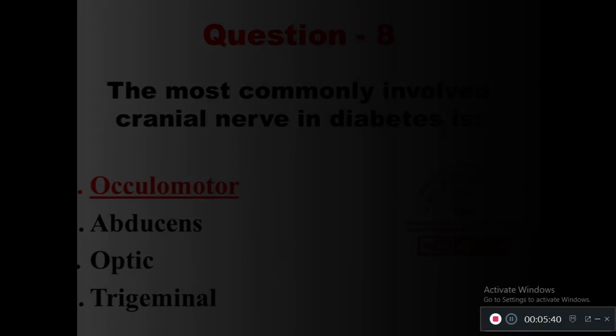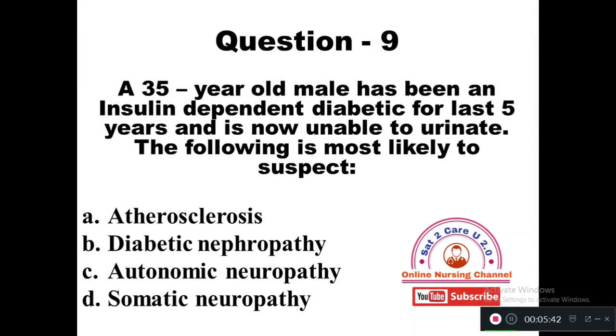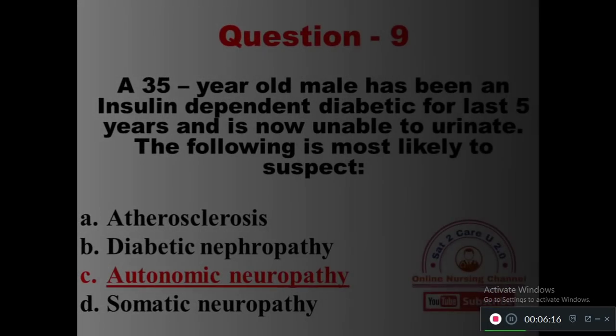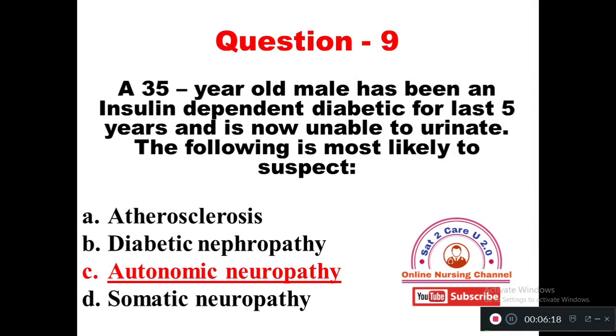Question number 9. A 35-year-old male has been an insulin-dependent diabetic for the last 5 years and is now unable to urinate. Which of the following is most likely to be suspected? Option A atherosclerosis, option B diabetic nephropathy, option C autonomic neuropathy, option D somatic neuropathy. This question we also discussed in yesterday's video. So the right answer is option C, autonomic neuropathy. Question number 10.